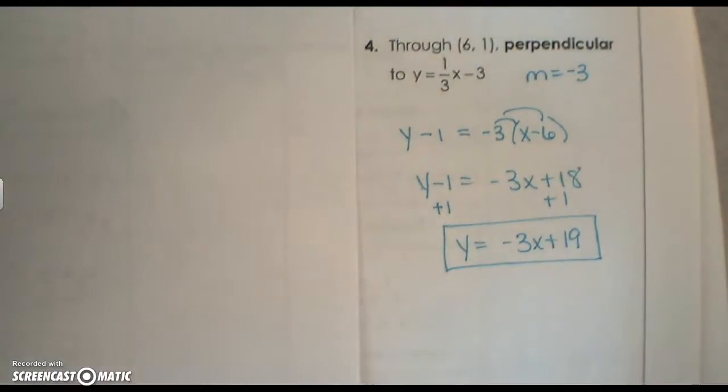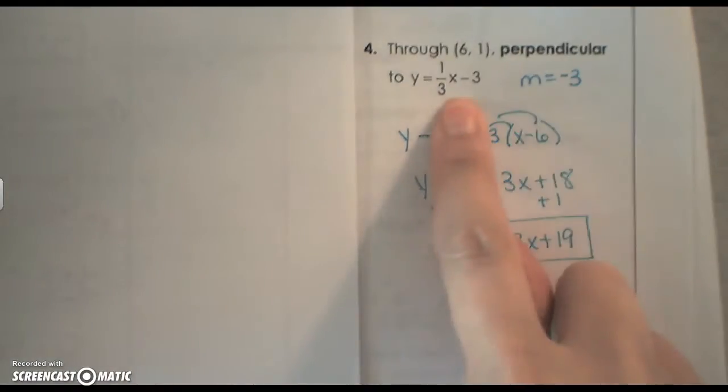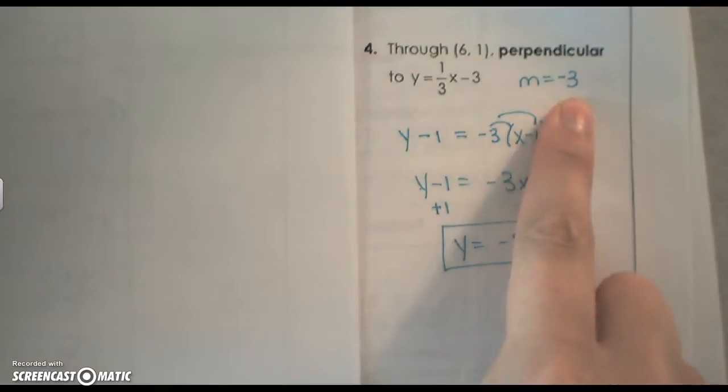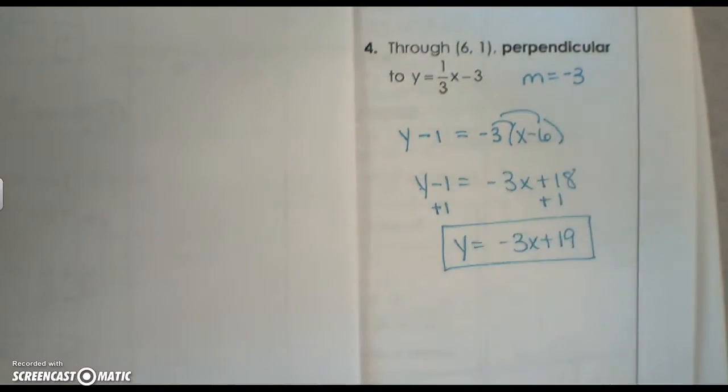Number 4, perpendicular. Remember to flip your fraction and then change its sign. So we should have a slope of -3 that we're distributing, and then we're adding 1 to both sides. Double check your answer. Make sure that you have everything in the right spot.